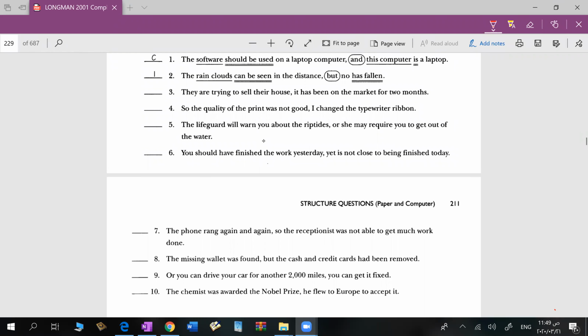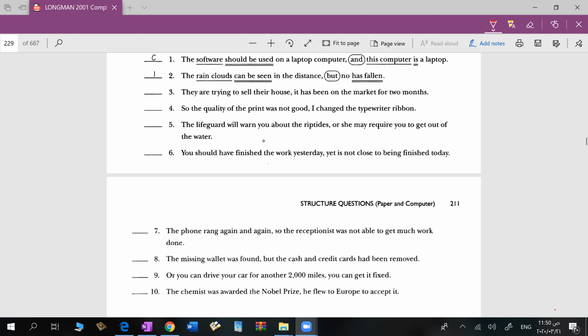Number 3, what do you think? They're trying, subject verb, comma, it has, subject verb. Is it correct? Incorrect. Why? Because it doesn't have what? A coordinate conjunction. It doesn't have a connector. If you would like to use more than one clause, you must have a connector. The rule of thumb is that every sentence has a subject and verb. And if you'd like to have another subject and verb, another clause, you must have a connector.